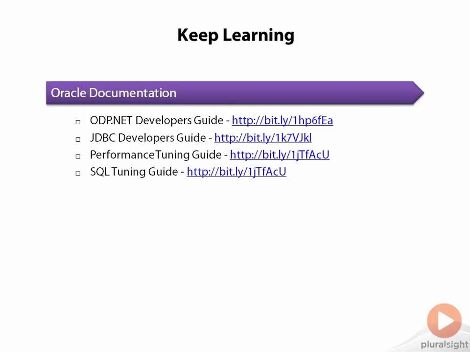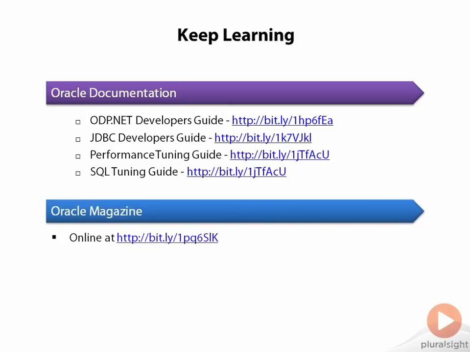Also, Oracle publishes Oracle Magazine on a monthly basis. You can sign up for free to have a print copy sent to you, or you can just read it online. You will also find all of the back issues online. Oracle Magazine doesn't just contain information of interest to DBAs. There are recurring columns on Java and .NET development, features on how to better use SQL, and articles on performance tuning.